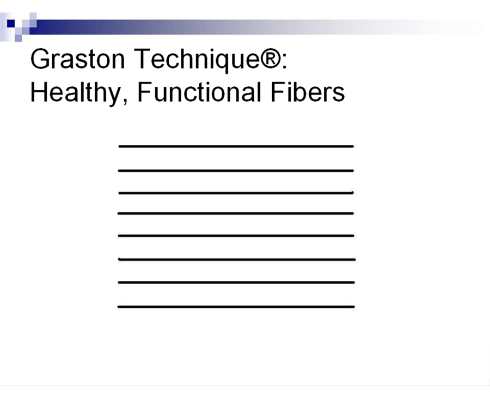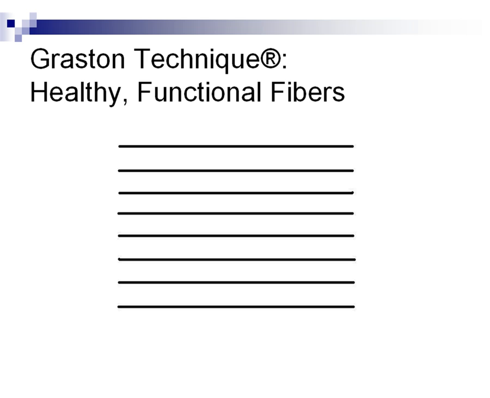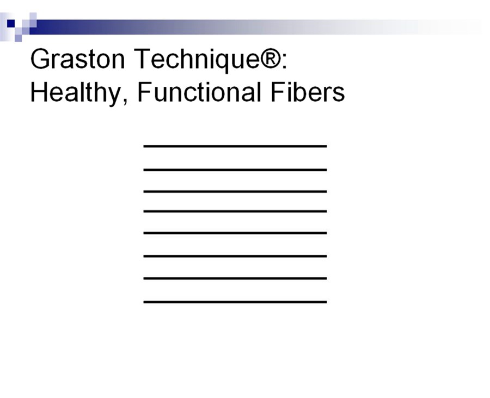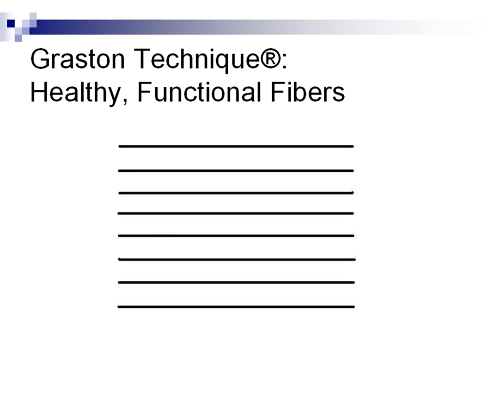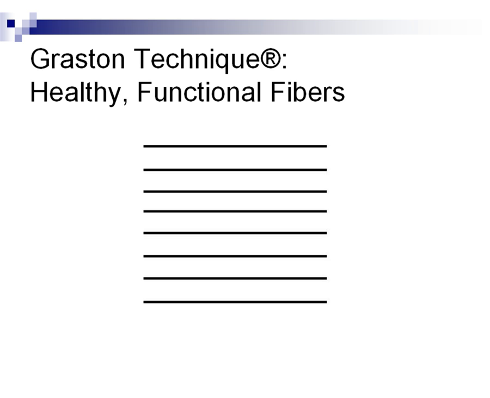To better understand the structural and functional differences in healthy versus dysfunctional tissues, we start out looking at a diagram of what is normal. Healthy, functional fibers of muscles, tendons, and ligaments run in a mostly straight line. They are able to stretch and contract within normal range of motion.